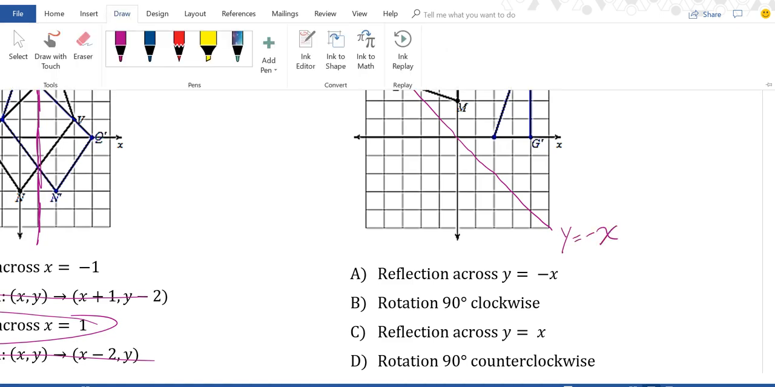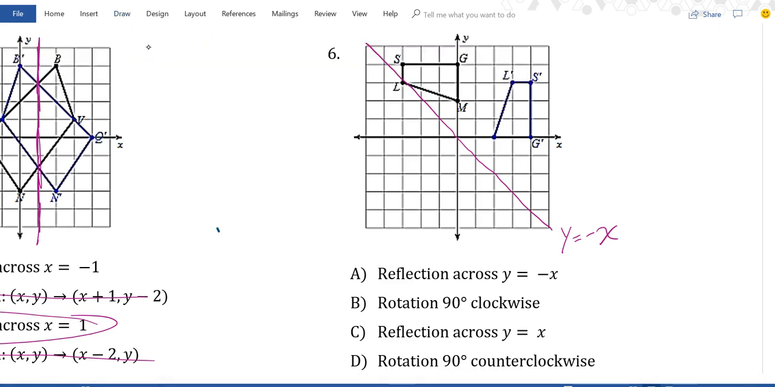So let's go ahead and compare those two options. y is equal to negative x and y is equal to x. So that would be this line. Oops, sorry. Not the best drawing there.